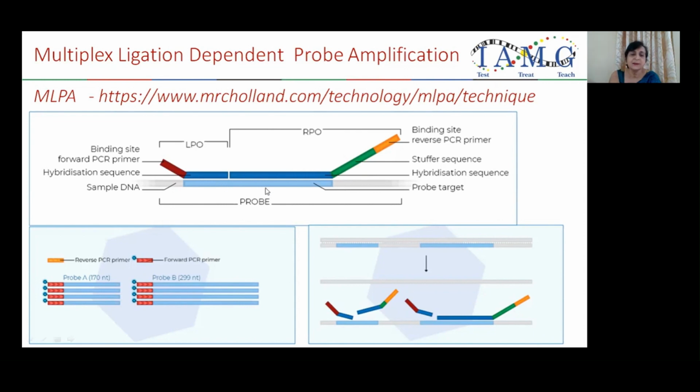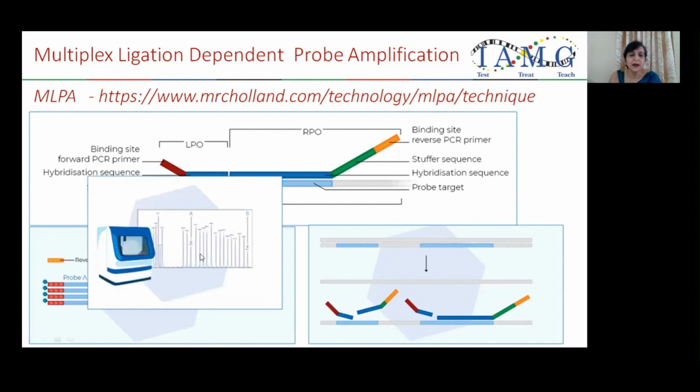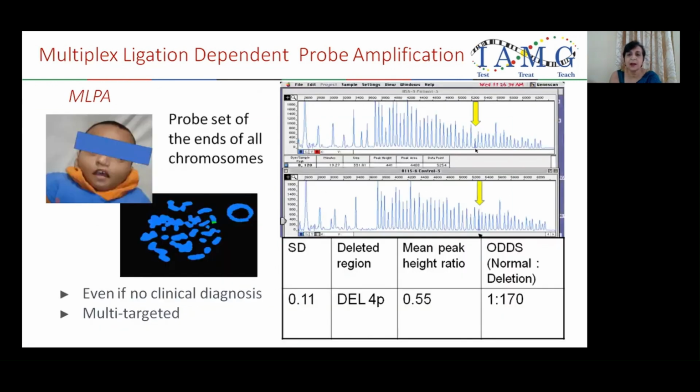And for each region there are specific probes, and the sequence here is called the stuffer sequence, which changes for every marker, so that what you can get are multiple sizes of PCR fragments, which can be seen on fragment size analysis, and then you can compare whether the ratio is normal or abnormal as compared to the normal. This technique has a very wonderful principle which you can see in the video on the MRC website.